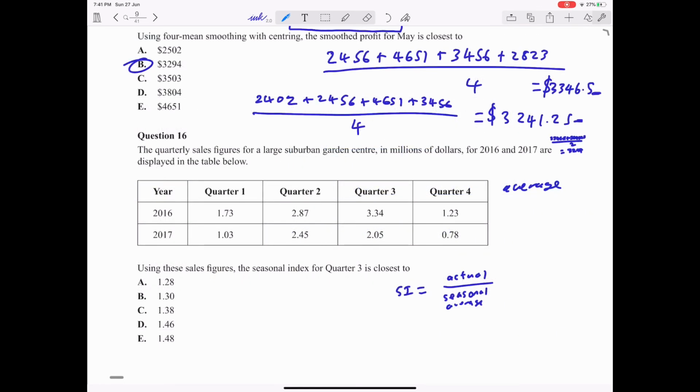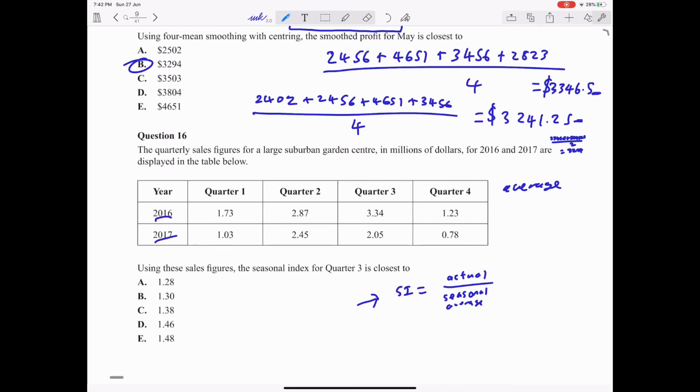Question 16. The quarterly sales figures for a large suburban garden center in millions of dollars for 2016 and 2017 are displayed in the table below. Using these sales figures, the seasonal index for quarter 3 is closest to. So we know that the formula for the seasonal index, which I wrote over here, is the actual value for that season or quarter divided by the seasonal average. So first step is to calculate the seasonal average for 2016 and 2017.